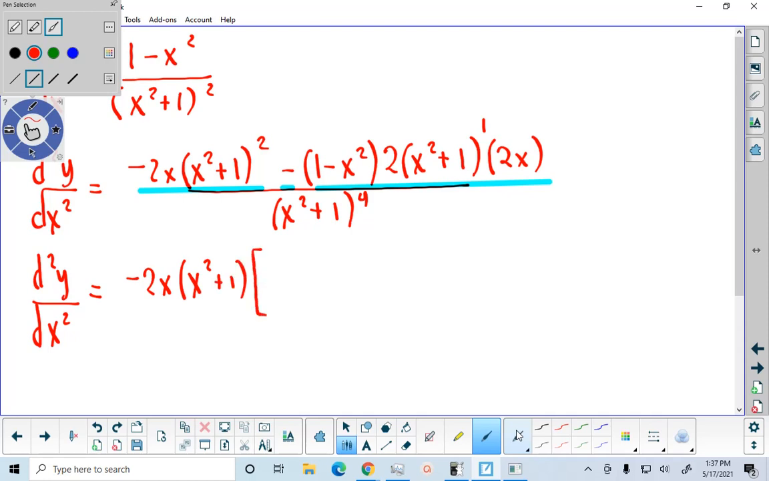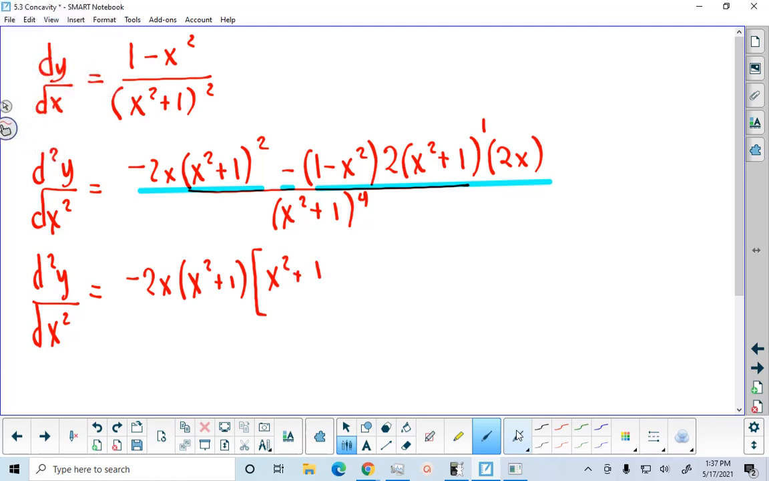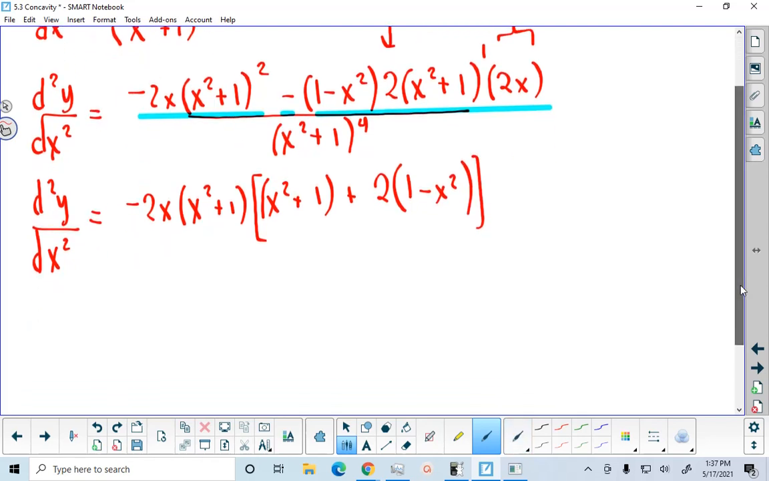What do I have left out of the first term? I have an x squared plus 1. No need to put brackets around it, but I could if you like. That would give us the x squared plus 1 quantity squared in the first term. Then I took out a 2x. I still have a 2. I factored out the negative. I factored out the x squared plus 1. So I have 1 minus x squared over x squared plus 1 to the 4.